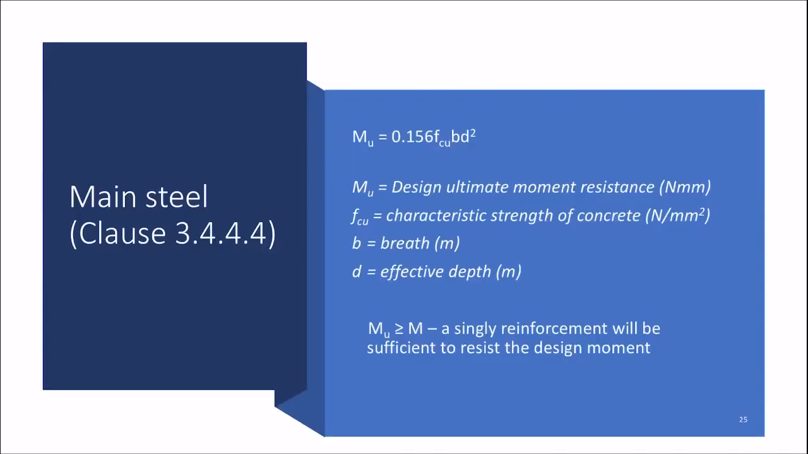After we calculate the maximum bending moment, we're going to calculate the design ultimate moment resistance, or we call it as MU. Formula for MU is 0.156 FCU bd square. This is the cross section of the beam. Ni adalah B. Okay. D tu is actually daripada, for example, you have 2 steel bar, D is actually daripada top of the beam up until the center of the steel bar. That's what we call as effective depth.